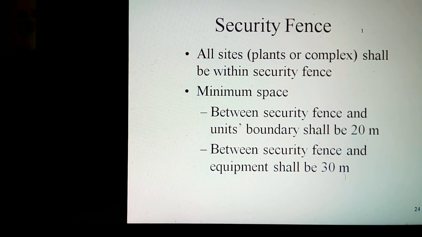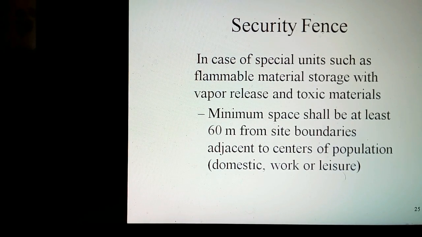In respect of security fence, all sides of the plant complex shall be within a security fence. The minimum space between security fence and unit's boundary shall be 20 meters, and between security fence and equipment shall be 30 meters. In case of special units such as flammable material storage with vapor release and toxic materials, minimum space shall be at least 60 meters from site boundaries adjacent to centers of population like domestic, work or leisure.